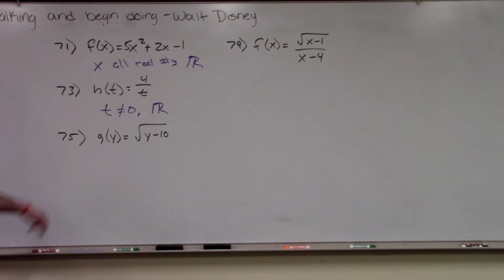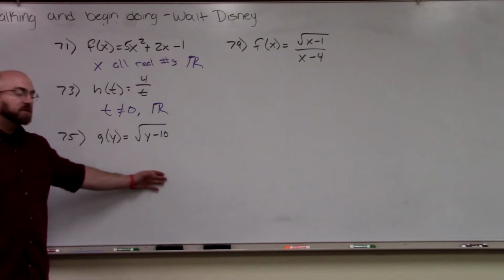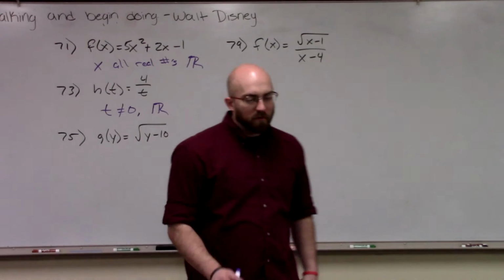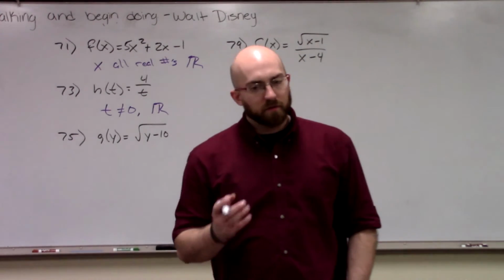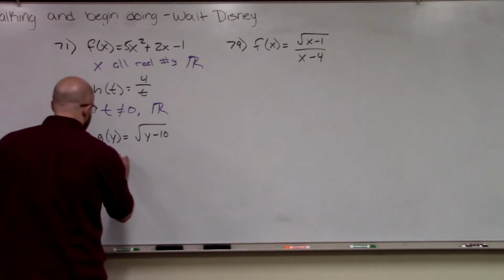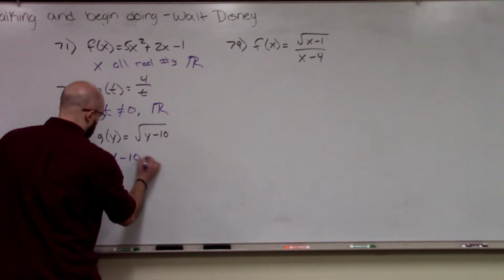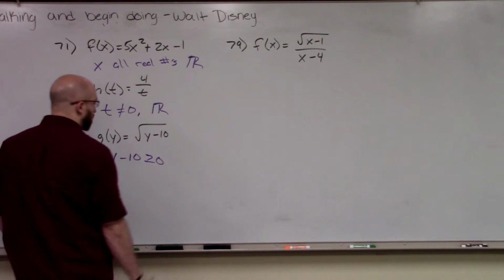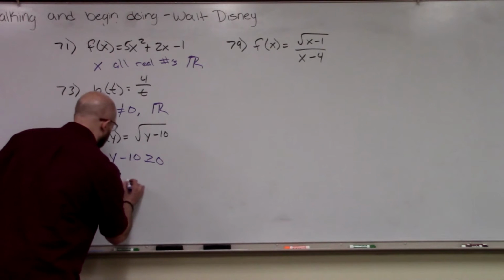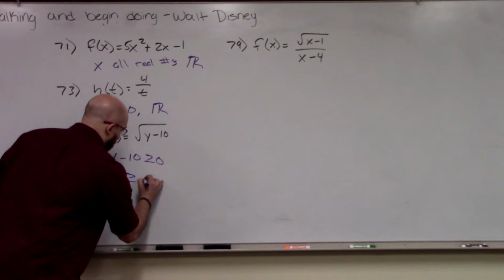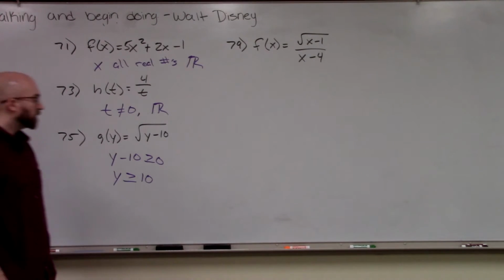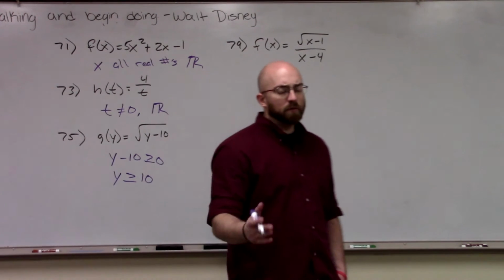Okay? Now I mentioned earlier I was going to do an example of the square root. What you do, we don't want imaginary numbers, so we don't want a negative value under there. So we say y minus 10 has to be greater than or equal to 0. Now it can equal 0, so we just set it up like that. Okay? Solve for y, so y is 10. Y has to be greater than or equal to 10. So we move the 10 over, boom, we're done.